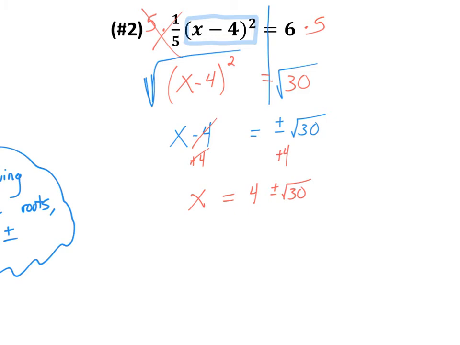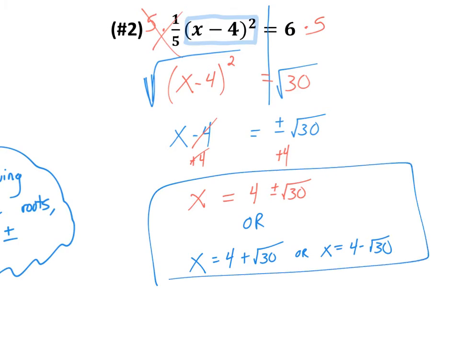Okay, another way you could write this is x equals 4 plus square root of 30, or x equals 4 minus square root of 30. These are both correct, the one on the bottom, the one on the top. Both of these answers work. I don't care how you write it. They both mean the same thing.